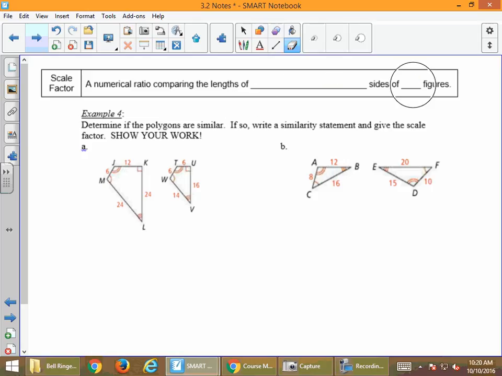Another important vocab word is a scale factor. It's just a numeric ratio comparing the lengths of corresponding sides of similar figures. So it's that fraction you get after you put all the sides on top of each other. When you simplify them down, it's that simplified fraction.